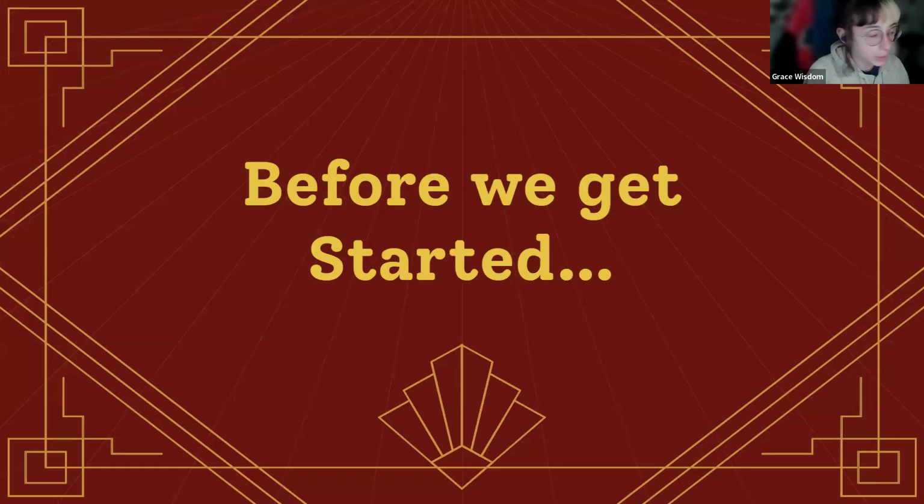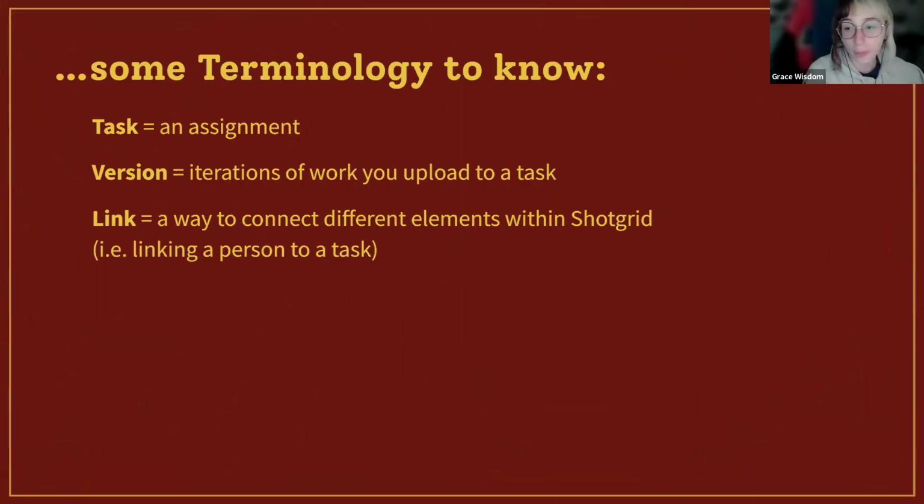And before we get really into the weeds, there's some terminology that is helpful to know going into what Autodesk calls certain things. So a task in ShotGrid is an assignment, pretty much. That's what that means. And a version is iterations of your work that you upload to a task. And this will be explained more as I get into the weeds of how ShotGrid works.